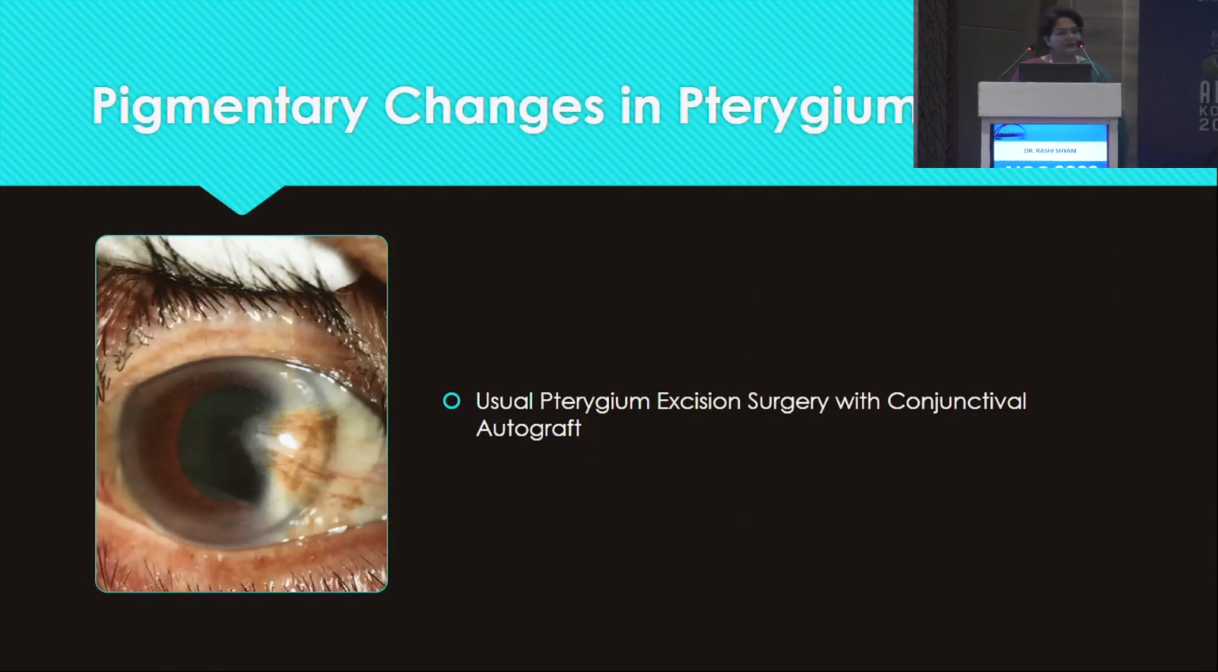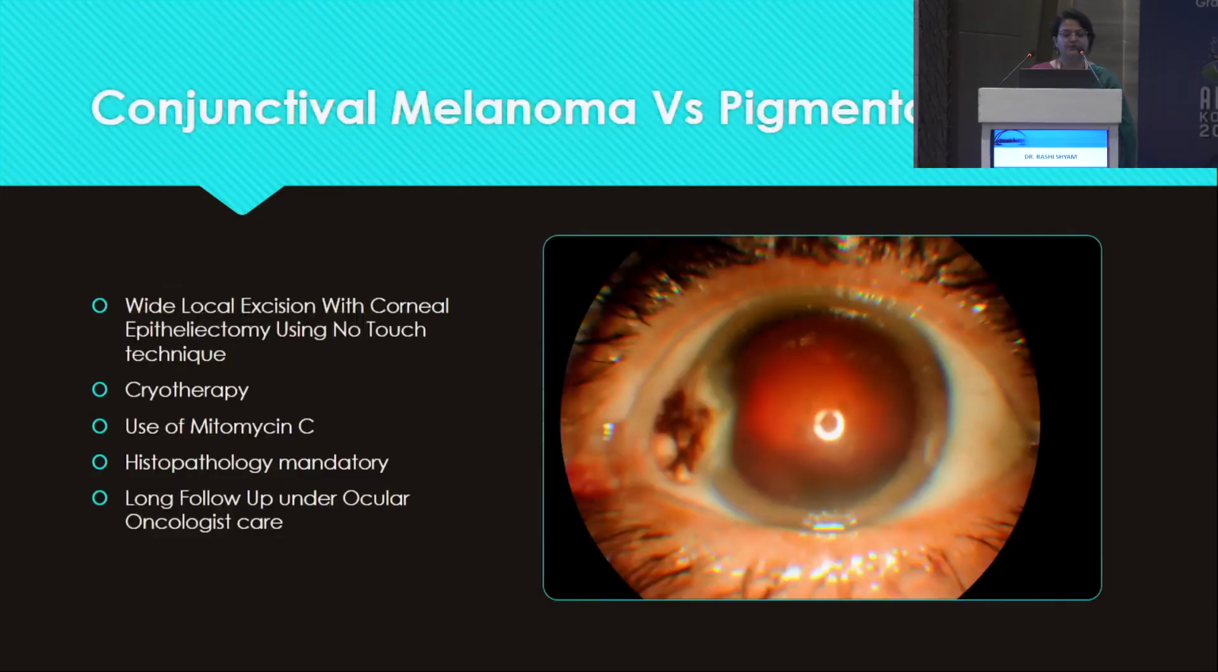Pigmentary changes in pterygium are also very common, and it gives poor cosmesis, so the patient is very bothered about how it will be after the pterygium has been excised. Surgery is again as usual. However, there are conditions where we need to differentiate the pigmentary degeneration from an atypical melanosis or a melanoma. Atypical melanosis becomes pre-malignant, and melanoma, of course, is quite a serious condition.